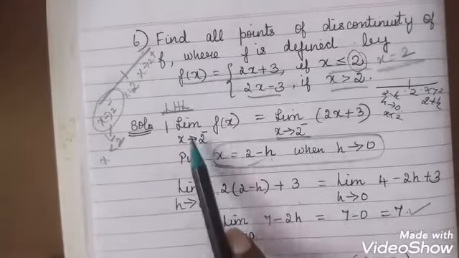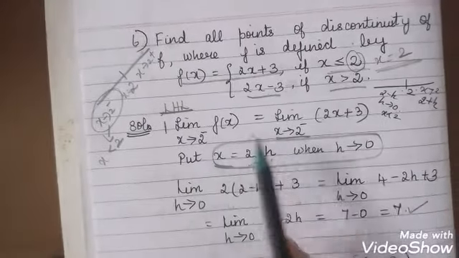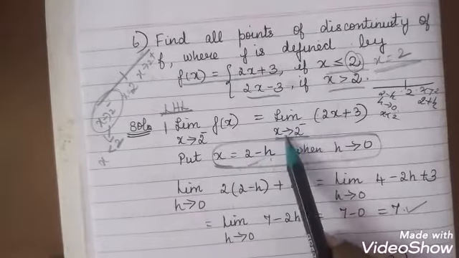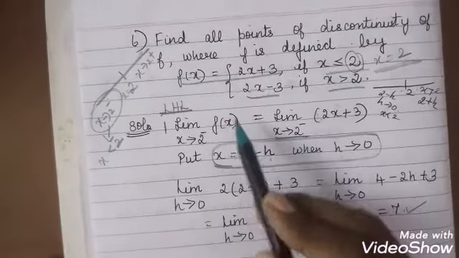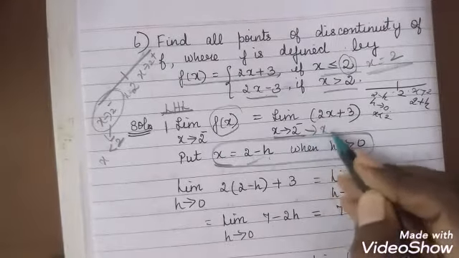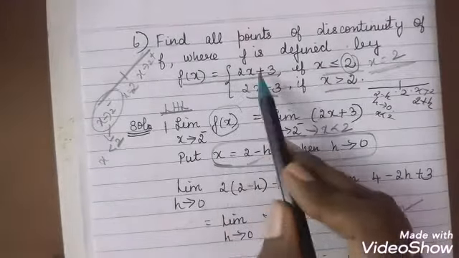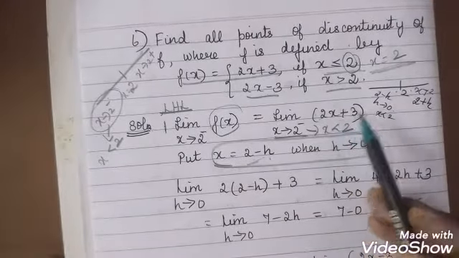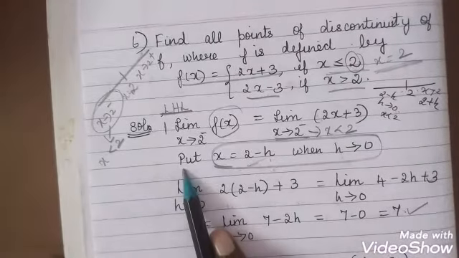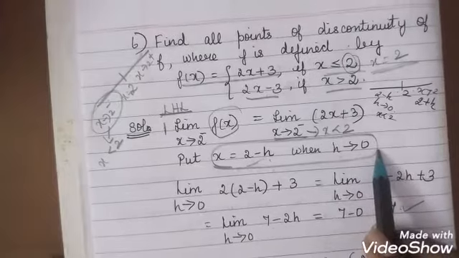In other words, I will have to find out the limit as x tends to 2 minus of f of x. What is 2 minus? x less than 2. So for x less than 2, what is your f of x equal to here? It's nothing but 2x plus 3. So if it's like that, what will you do? Put x equal to 2 minus h when h tends to 0.